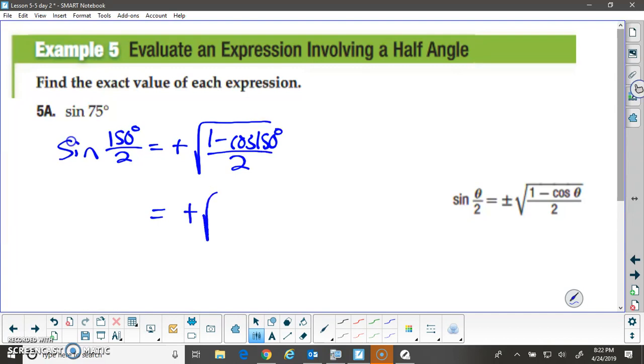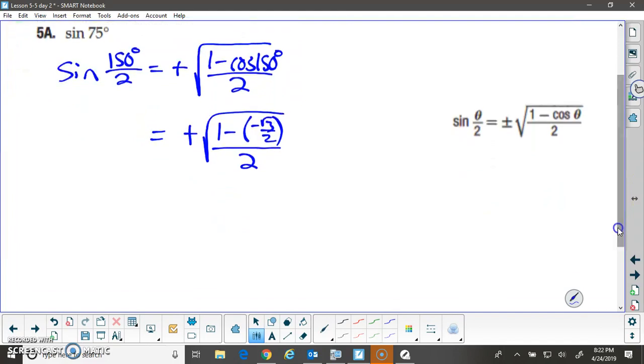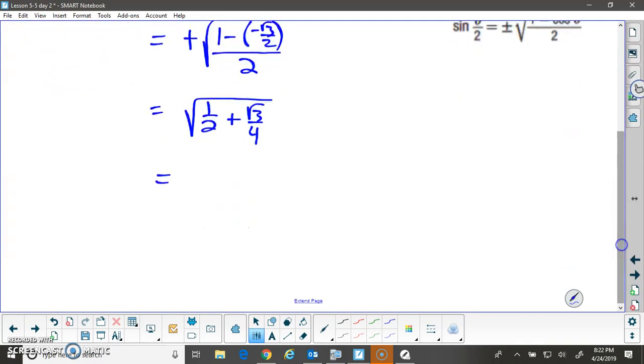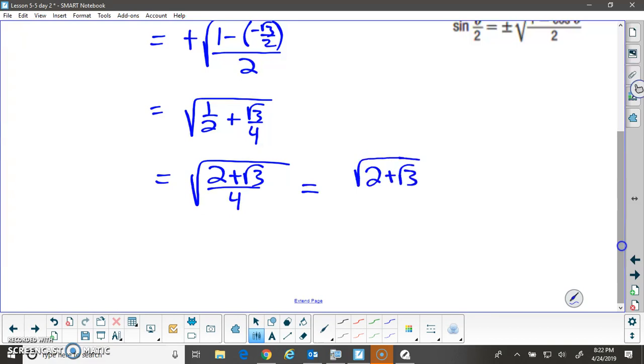Now if I plug in my unit circle value, the cosine of 150 is equal to negative root 3 over 2. And now simplifying this, I'm going to break it apart and then put it back together. So we get 1 over 2. The double negative changes to a plus, and we'll have root 3 over 4. Putting those two together, the common denominator is 4, so we're going to have 2 plus the square root of 3, all divided by 4. Then I can square root the bottom. And so here's my answer.